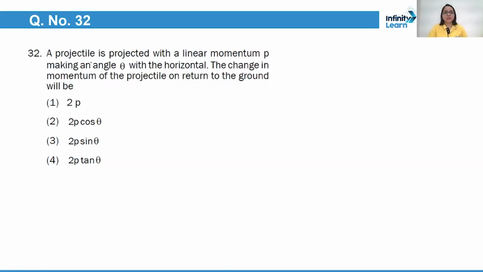Next is question number 32. A projectile is projected with a linear momentum P, making an angle theta with the horizontal. So linear momentum is mass into velocity and the angle of projection is theta, right?